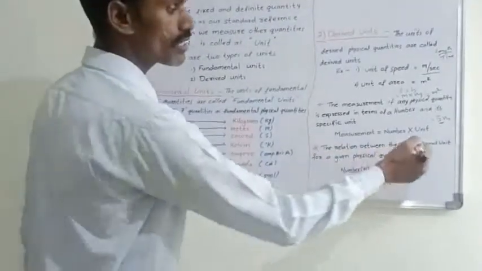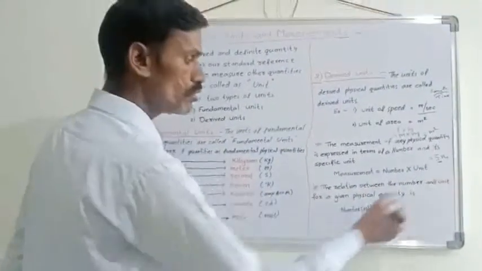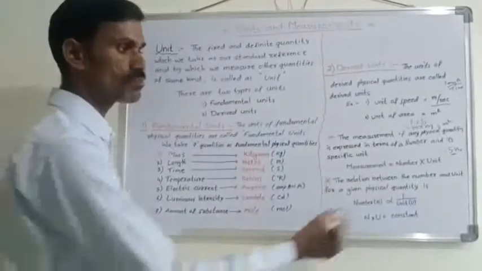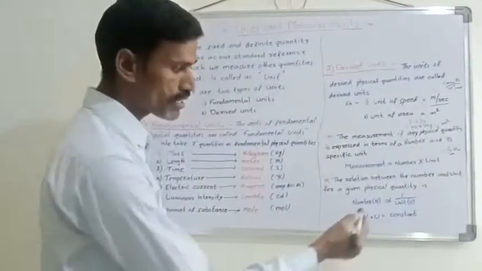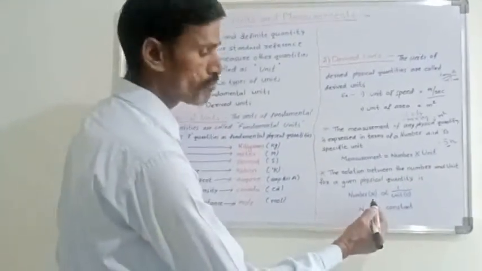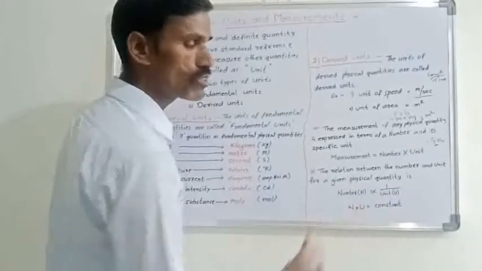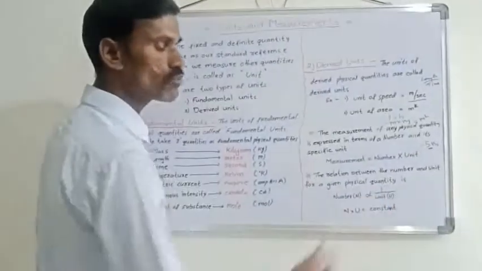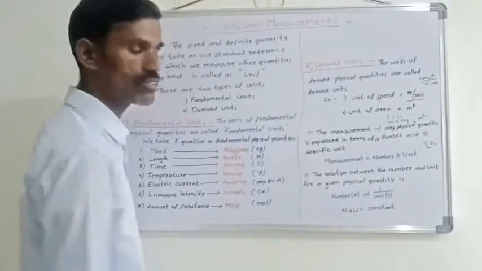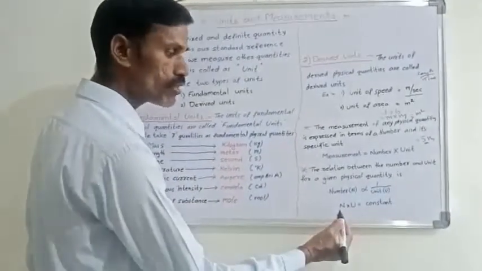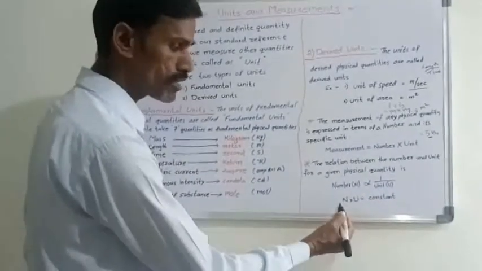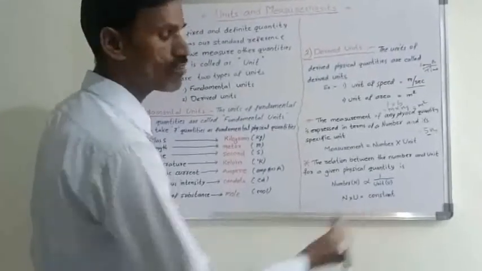Now the relation between the number and its unit is that the number is inversely proportional to the unit. The number is always inversely proportional to the unit. In other words, the product of the number and its unit is always constant.